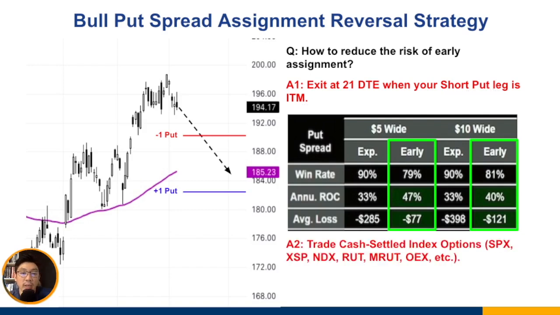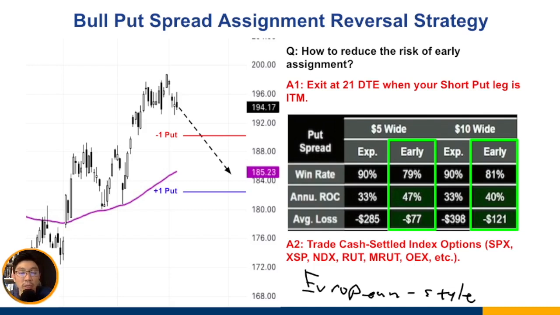Now, the second answer, to avoid all this early assignment, is to trade the cash settled index options, right? For example, the SPX, XSP, NDX, RUT, MRUT, and so on and so forth. With cash settled index options, these are what you call European style options. I mentioned this as well in a number of my videos. European style options are the opposite of what you call American style options on those index ETFs, as well as your stocks, your equities.